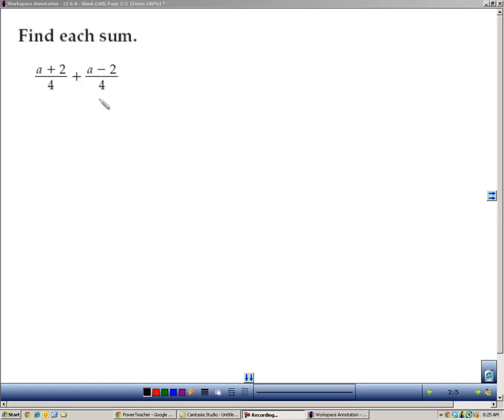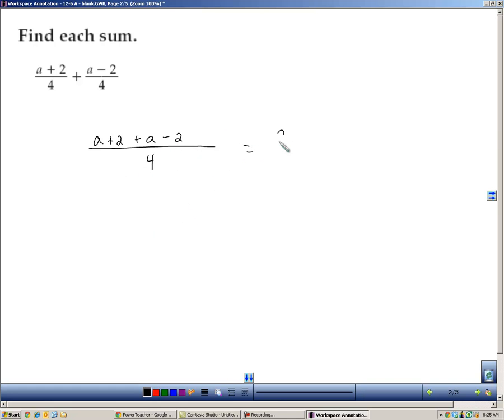Here we're asked to find the sum, and because we have common denominators of a 4, I can put these two fractions together and just write it as a plus 2 plus a minus 2, and then simplify the numerator. A plus a is 2a, and 2 minus 2 is 0. So you get a 2a over 4. Because this is all multiplication, now I can cancel. 2 goes into 2 once and into 4 twice. So my final answer is a over 2.